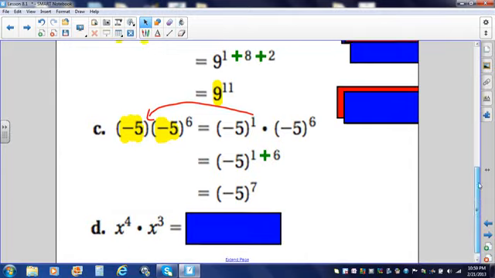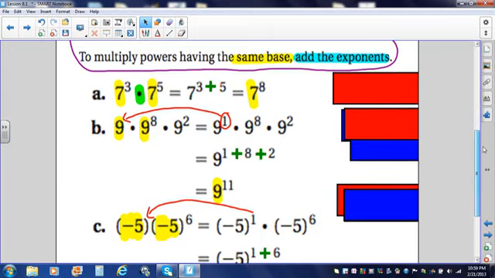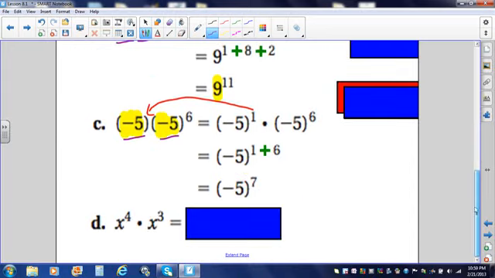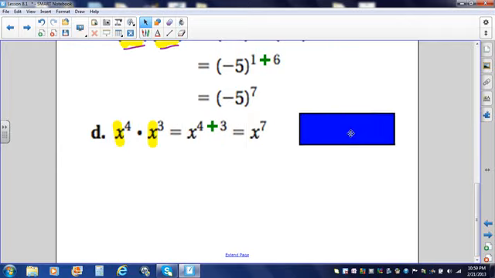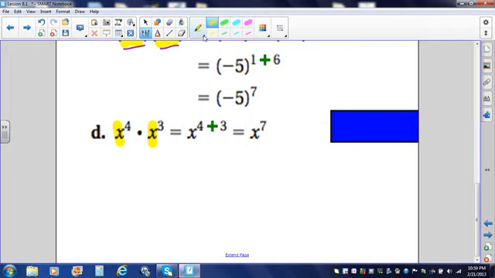And if you're thinking, Swedish fish for you, because you say, okay, Mr. Phillips, I see that it works when we're using the base that has numbers. Mr. Phillips, does this rule work when we have a base that is a variable? Excellent question, young grasshopper. Yes, it does. In this case, both of our bases happen to be x, that is the same base. We add the exponents. 4 plus 3 gives us 7, so this would give us x to the 7th power.